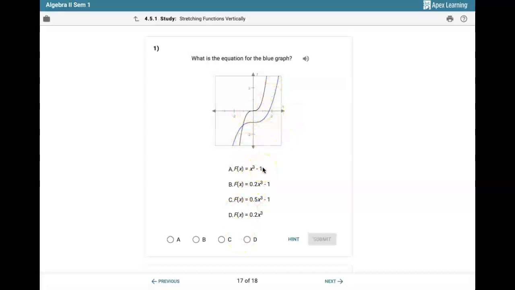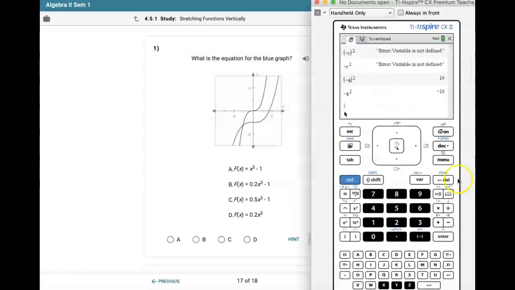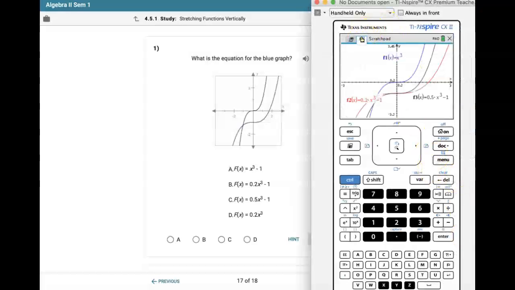The other option you can do is to pull up our calculator here. You can actually plot all of these on your graphing calculator, and you can see the equations that I have. The blue one there is your parent function, and then I have 0.5 as the black function and 0.2 as the red function there.